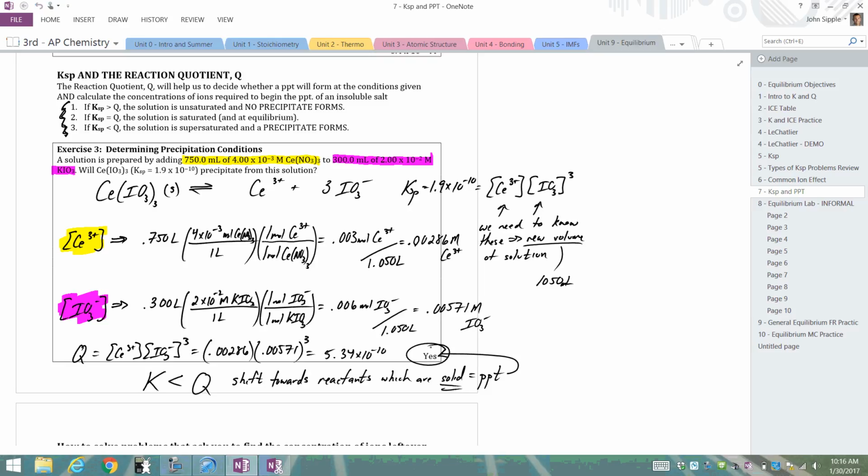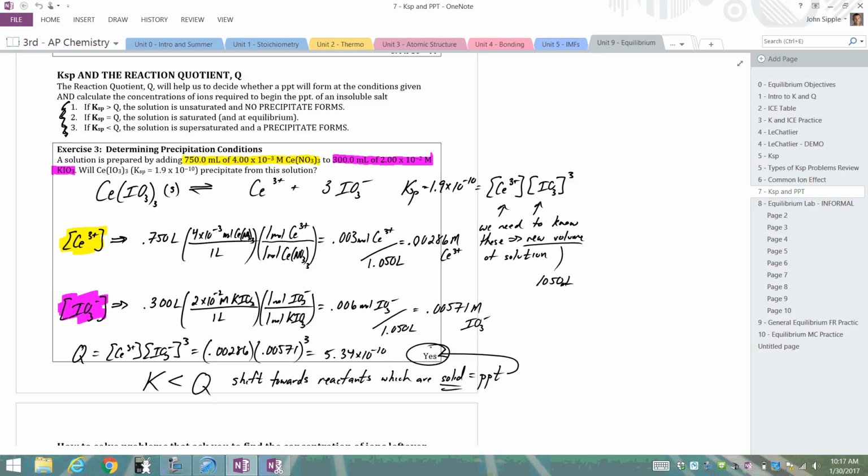Okay, so it's that simple. Find the ion concentrations in solution, calculate a Q value for them, and then compare. If it points towards the reactant, you get a precipitate. If it points towards products, you still have the ions dissolved in solution. There's not enough in there yet to precipitate it out. The concentrations are not high enough yet to make that happen.